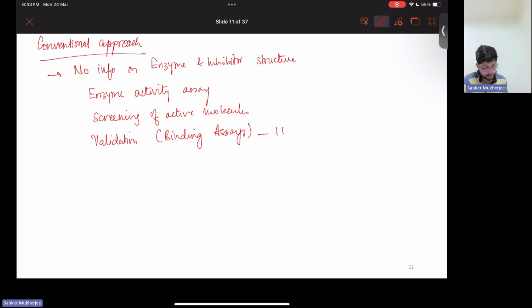So for example, ITC is an example, SPR is another example. Off target, there is no information on these off targets, right? Then there could be a targeted approach as well.